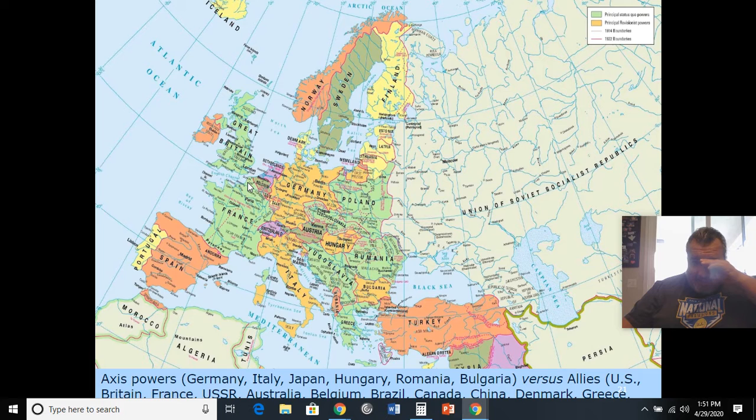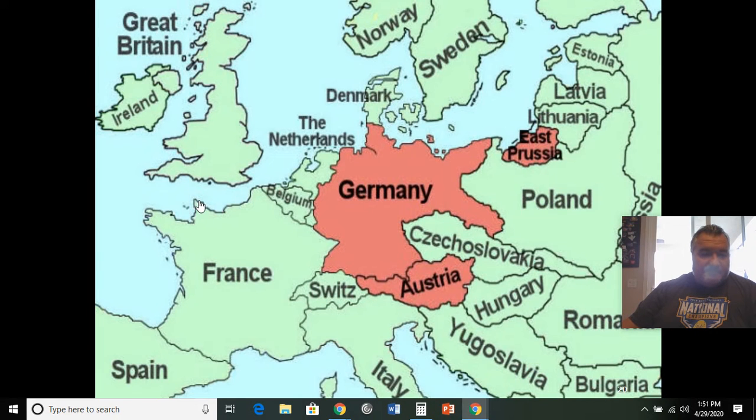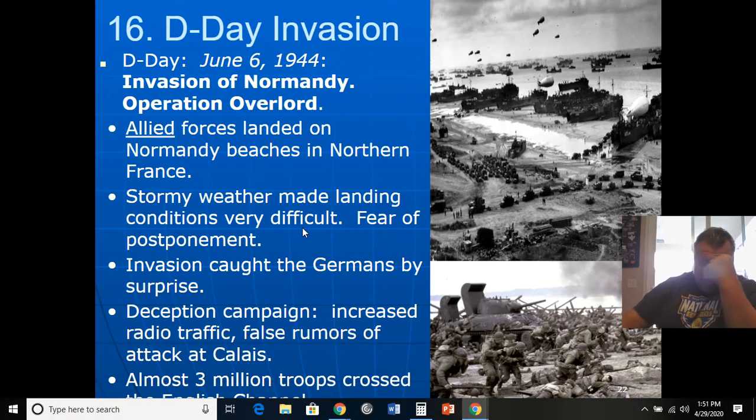Yeah, that's Calais right there. Normandy is more here, this little curved shape, I think right here. So Calais made a lot of sense for people, but turns out they didn't attack there.